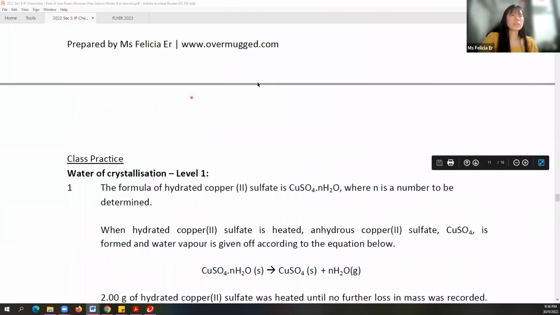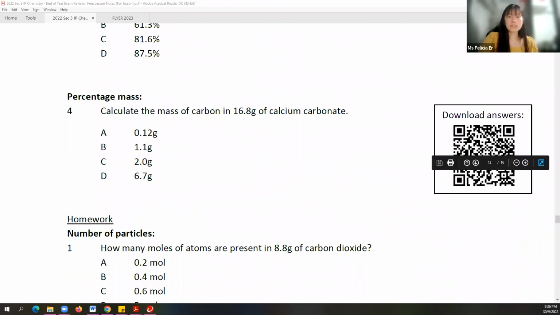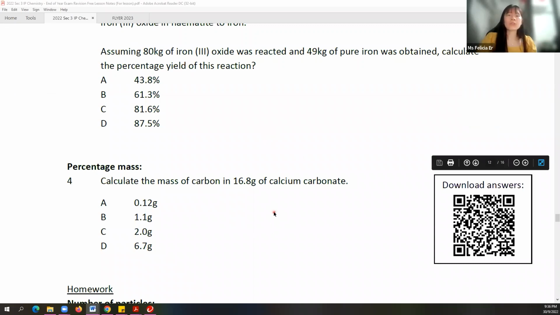For the next question, it will be the percentage mass. How do you solve it? This one is a slightly different kind of question. It's not the standard template, like water of crystallization has a template, and question 3 also had a template. Question 4 doesn't have a template. You need to use your English understanding of the sentence, then solve accordingly. They are asking what's the percentage mass of carbon in this calcium carbonate. So now you go and find out how much carbon there is in calcium carbonate first.